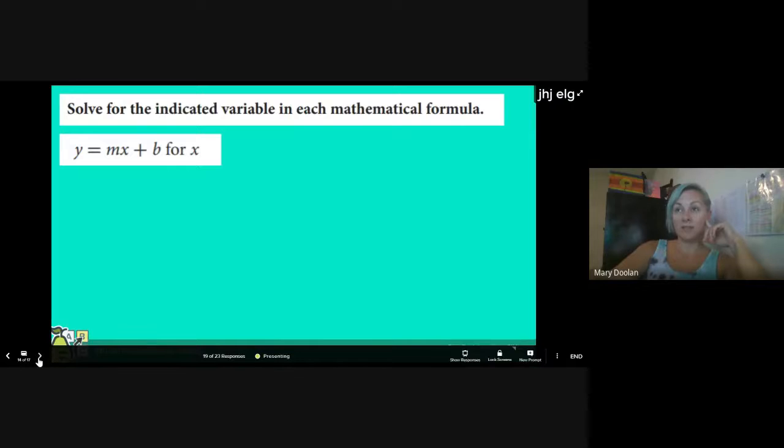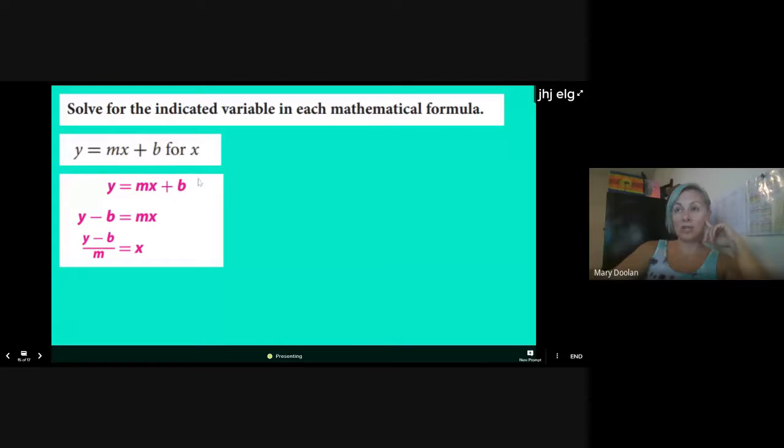Okay, and so this next slide is just going to show you that again. A little less work than I showed you on a Post-it, but they are subtracting b from both sides, and then they're dividing both sides by m. This is rewriting a literal equation. This one involved 2 steps.